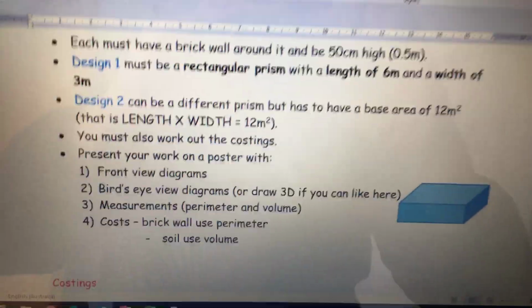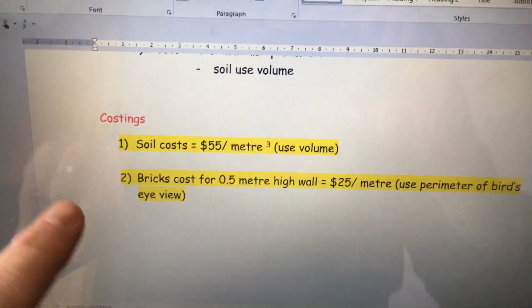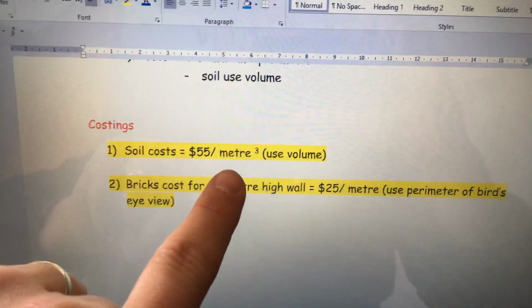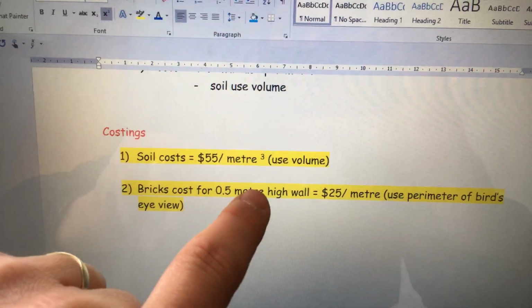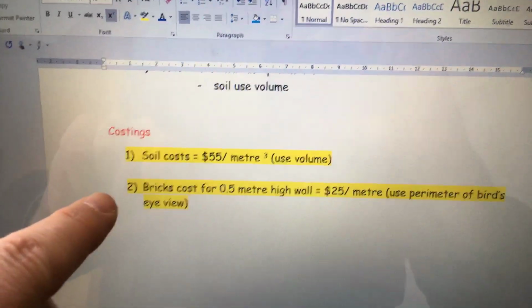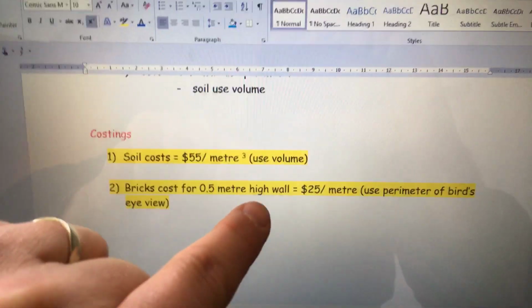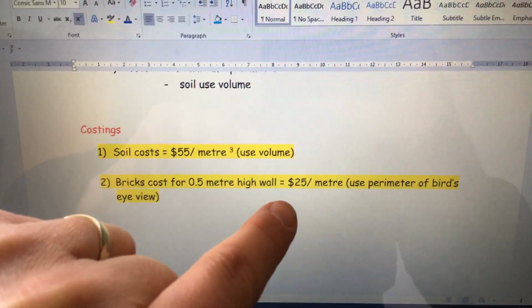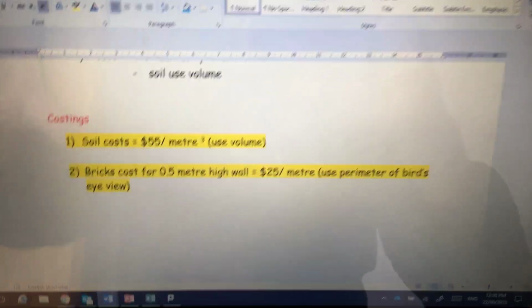We'll head back onto my laptop here and scroll down. Now with our costings, soil costs $55 per cubic metre. So once we calculate the volume of the garden bed, we can calculate the soil costs. The brick costs for a 0.5 metre high wall, which is the height the owners want, will be $25 per metre. And we'll use the perimeter of the bird's eye view to calculate that.